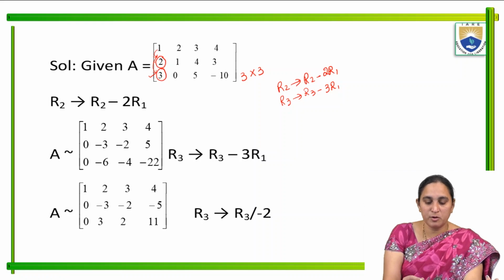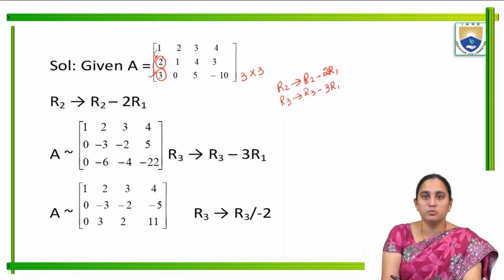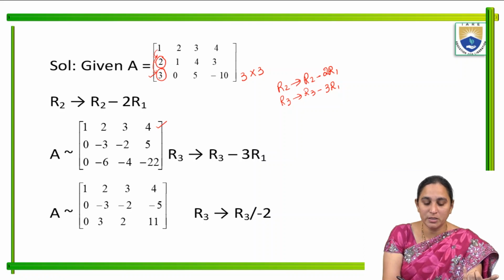For that, how does the matrix change? Once observe there is no change in the first row, that is 1 2 3 4. There also 1 2 3 4. Now the changes in R2 with respect to what? R1.